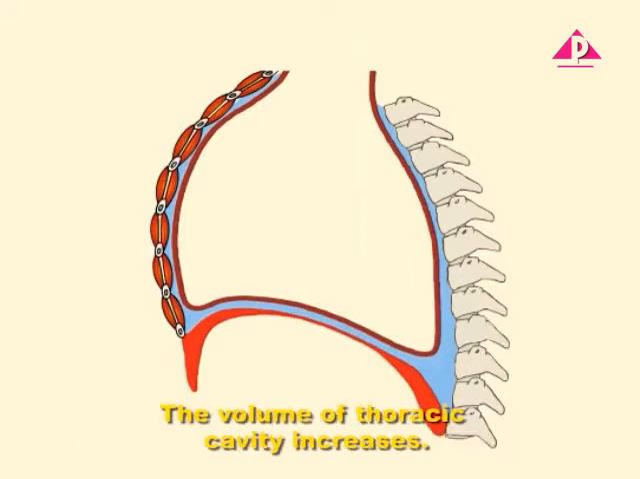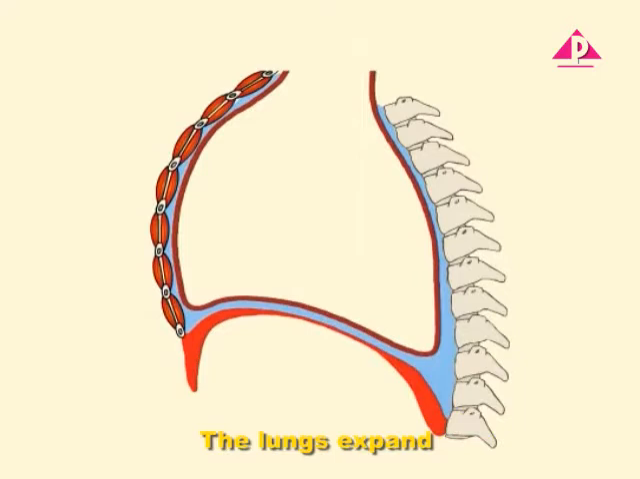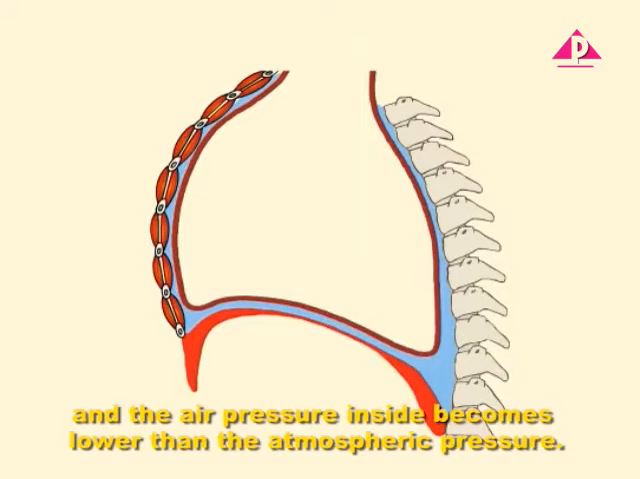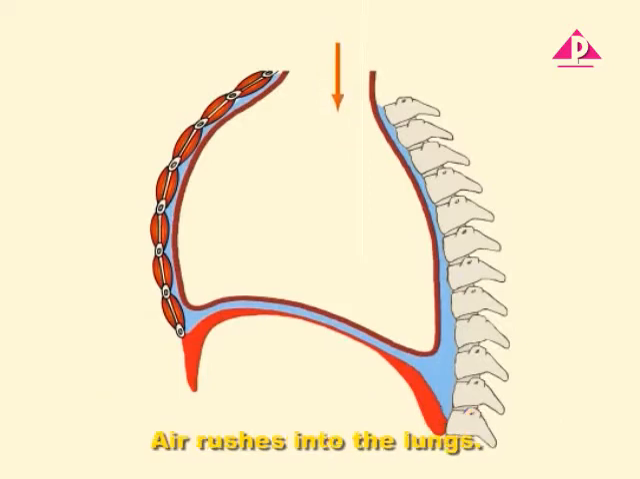The volume of thoracic cavity increases. The lungs expand and the air pressure inside becomes lower than the atmospheric pressure. Air rushes into the lungs.